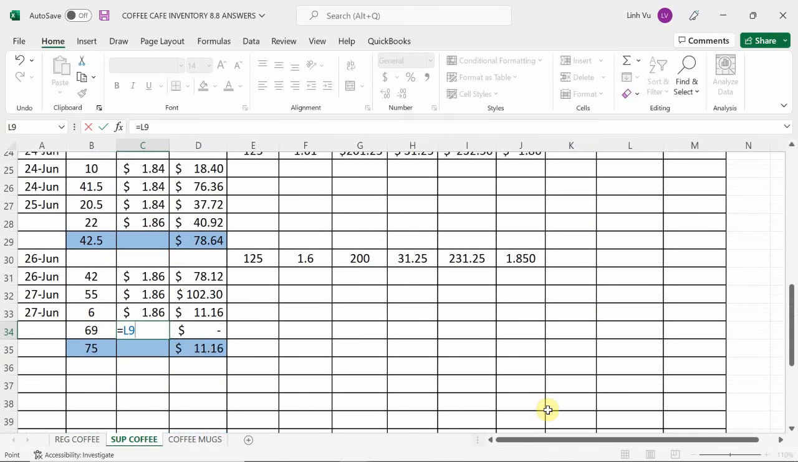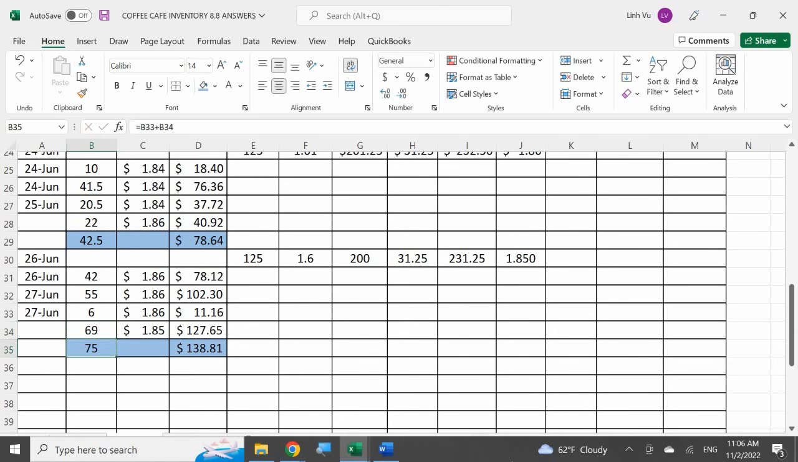Okay, so 69 at $1.85. That's definitely wrong. Okay, wait a minute. We sold 69 pounds, right? At $1.85. Okay, 69. Okay, 127.65. Correct. So in this case, adding up that $11.16 for the 6 extra pounds gave me a total of $138.81.